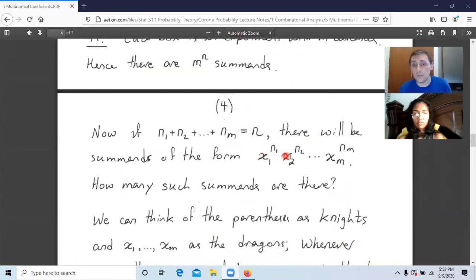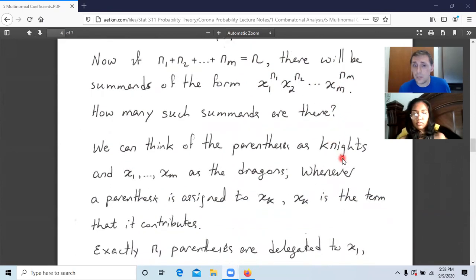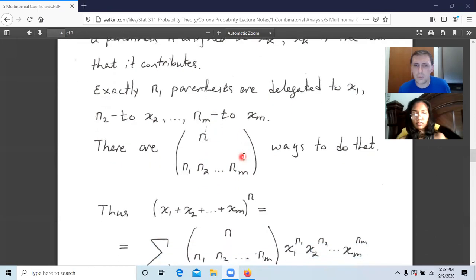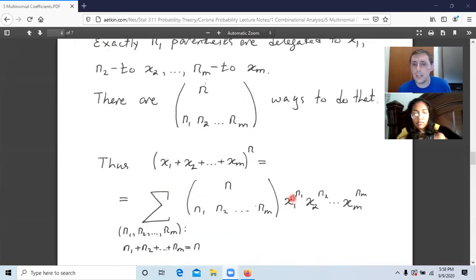So how many terms of this form are there, right? That means choose, out of the n knights, n1 that will be going to dragon 1 and n2 going to dragon number 2, all the way to nm of them going to dragon number m, which means this is the number of terms of that form. N choose n1, n2, all the way to nm. You understand? It's hard to group them like in the binomial theorem, but if those are the powers, that means those are the groupings. That's how many were attributed to dragon 1, to dragon 2, to dragon m.